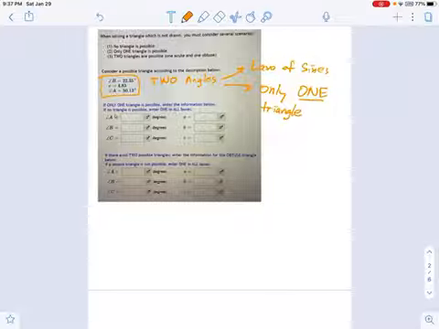There's never going to be ambiguous cases with two angles. Also, you never have to worry about there being a second triangle. That's really nice. So you just proceed with your normal law of sines stuff.